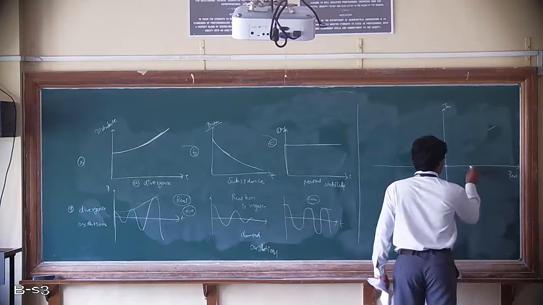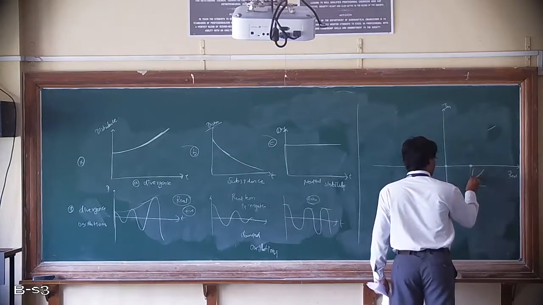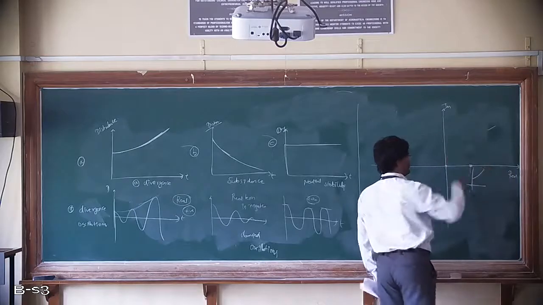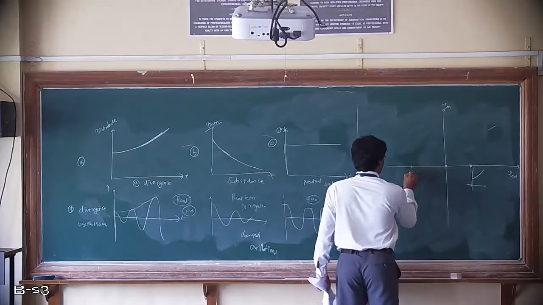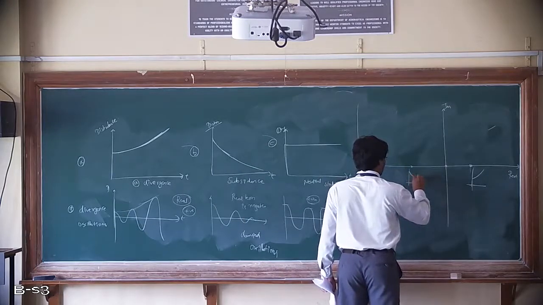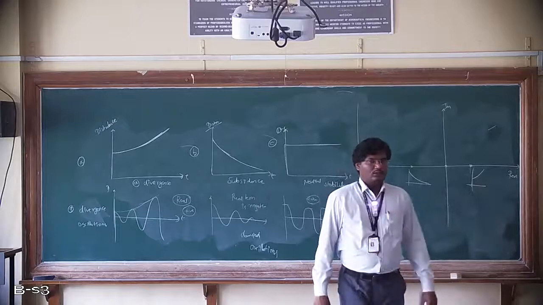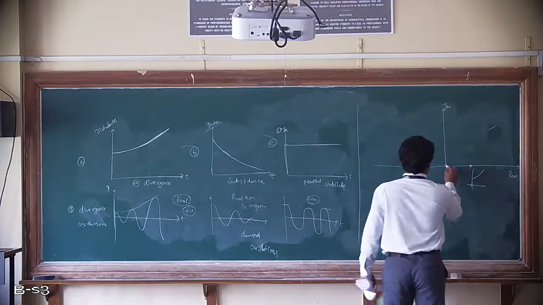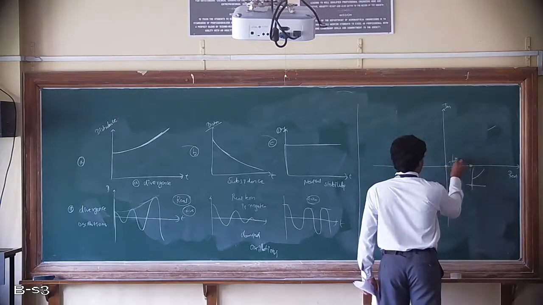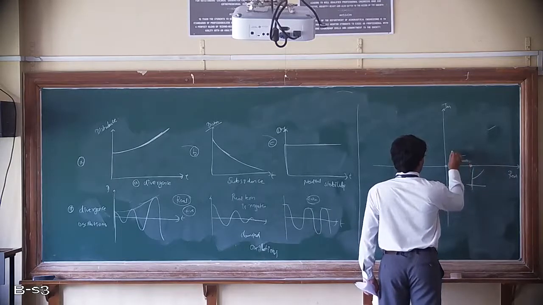So here, if this root is here, the response is divergence. The response will be diverging. So if this is a negative real root, then the response will be subsidence. There are no imaginary terms, yes, that is the first case. Second case, if the root is 0, then the response will be neutral. So you can say neutral stability.